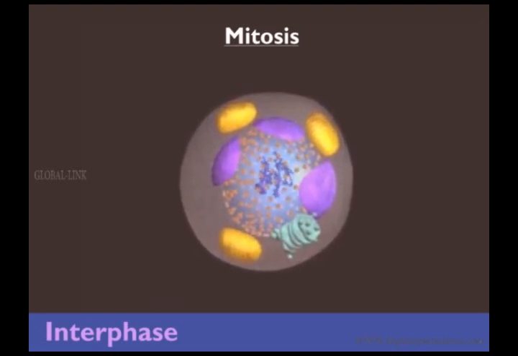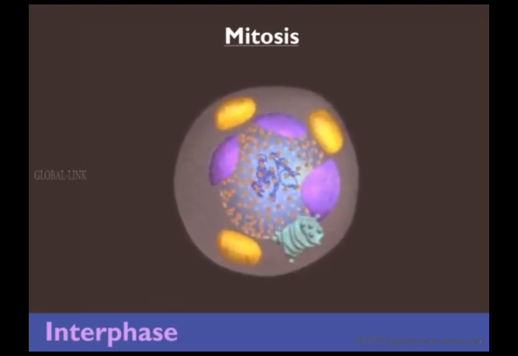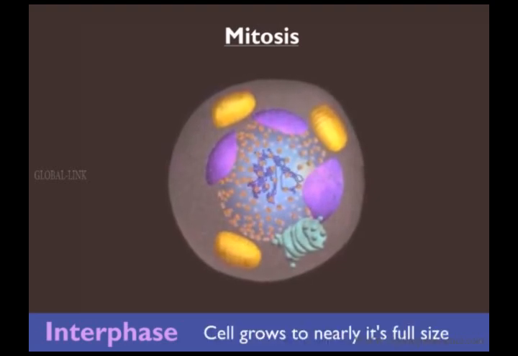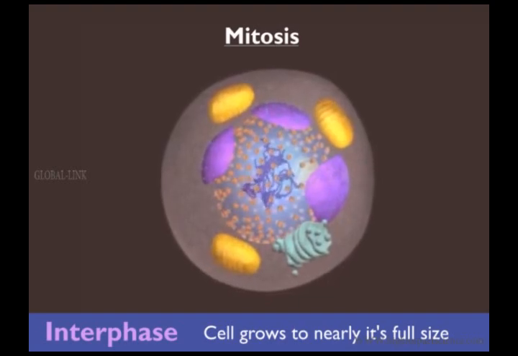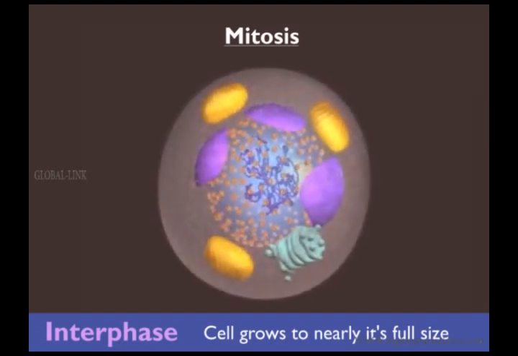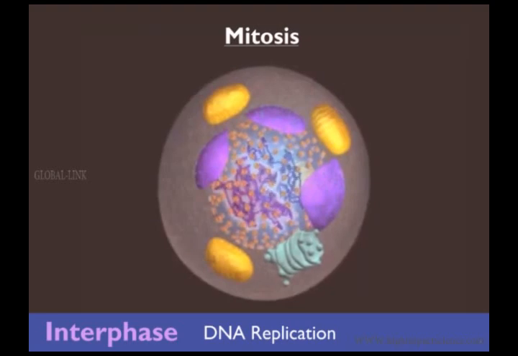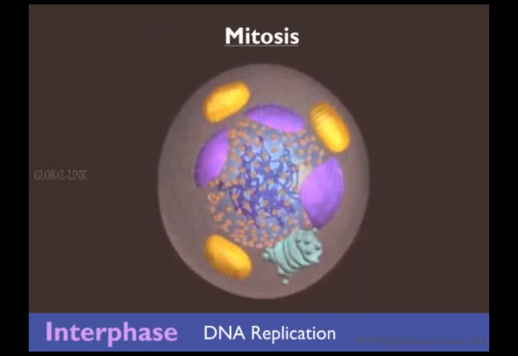Interphase is the preparation stage for division. During this stage, the cell grows into nearly its full size and performs all its biochemical activities as usual. The cell also replicates its DNA so that we have sister chromatids. At this point, they are not visible by a light microscope.